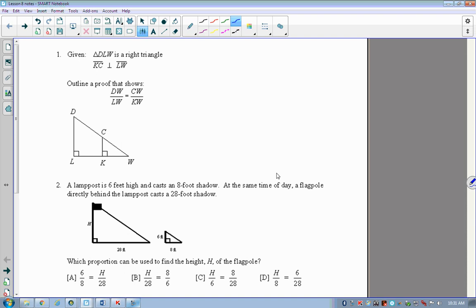All right, and then we're going to talk about side ratios based upon angle bisectors. All right, so the first question that we get up here is we know that triangle DLW is a right triangle. DLW, that's the big triangle that you see here. KC or CK is perpendicular to LW, which tells me that there's another right angle, okay? We want to outline a proof that shows that DW, okay, that is the hypotenuse of the bigger triangle, over LW, that is the base of that triangle, is equal to the ratio of CW over KW.